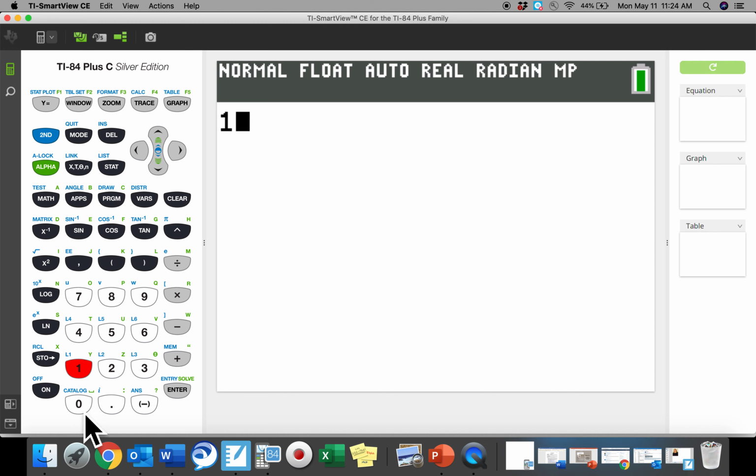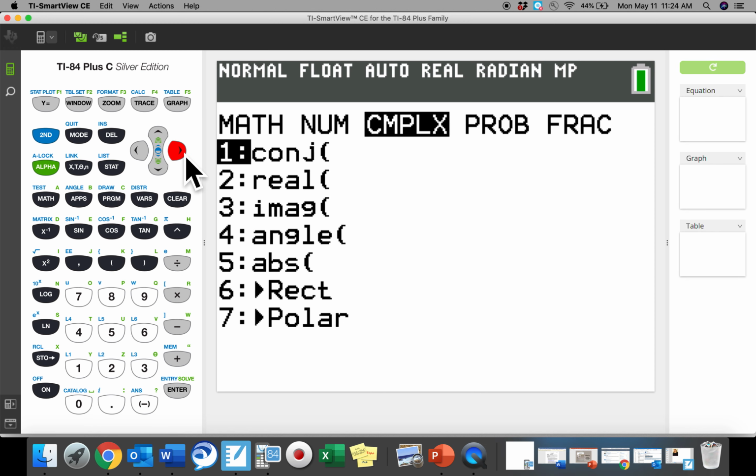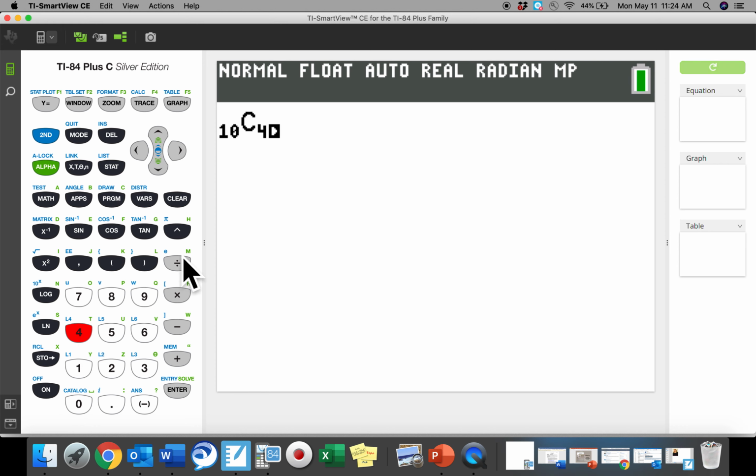You type in the 10. You type math. Go over to probability. Go down to the C and then type in the 4. Now remember, right here, see how my cursor is small next to the 4? I need to hit the right arrow key one time to make him big again before I type in my 0.35. Raise him to the 4th power.